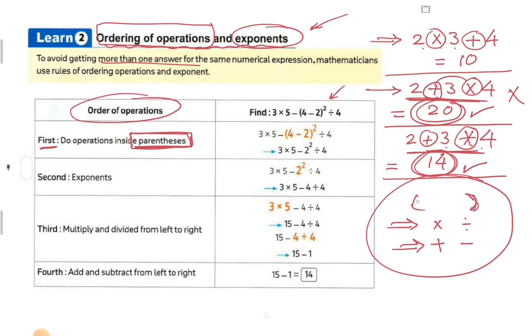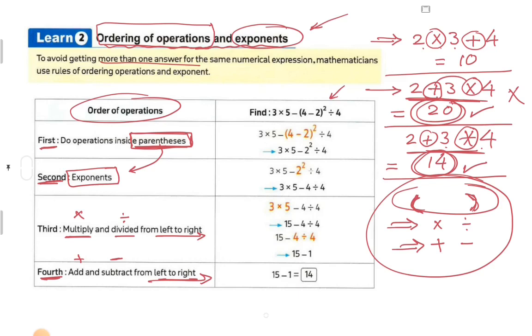Parentheses, okay, it's called parentheses. Start with parentheses. Then what? Second, exponent, after parentheses. Then what? Then multiply or divide. Multiply or divide from what? From left to right. Last in the order of operations is add and subtract from left to right.